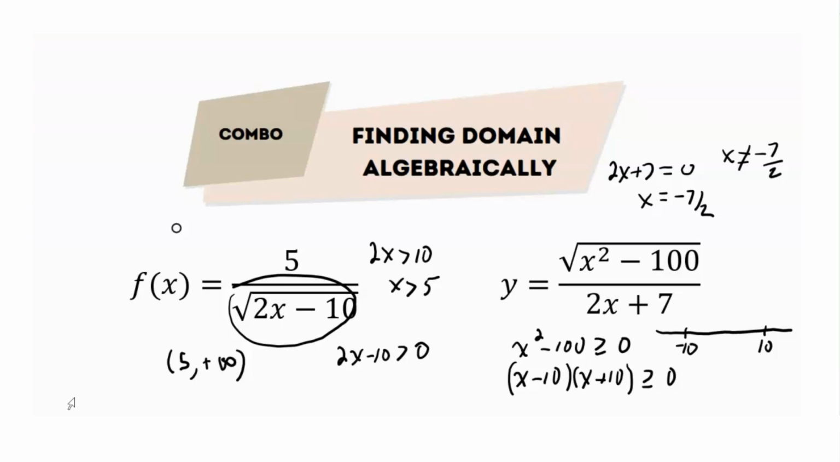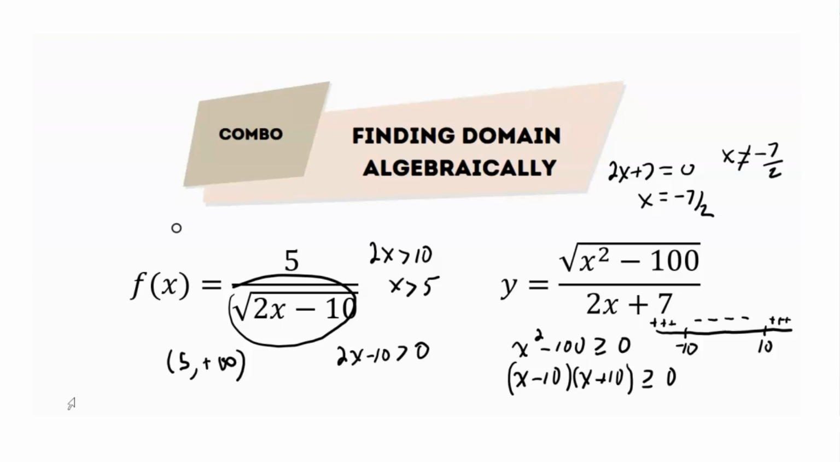If I plugged in negative 11 as a test point, I would get a negative times a negative, so that would be positive. If I plugged in 0 as a test point, I'd get a negative times a positive, so that's negative. And if I plugged in positive 11 as a test point, I would also get positive here.